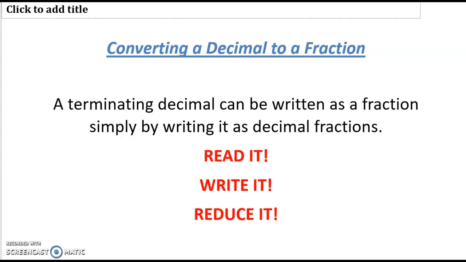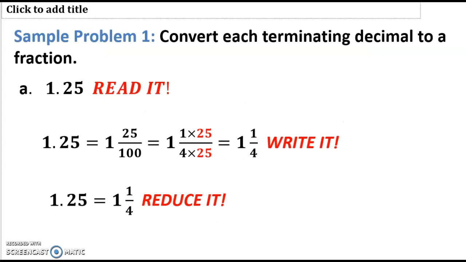This would be review that you've done in previous math classes. Remember that a terminating decimal is a decimal that stops, that ends, that terminates. When I am trying to take a terminating decimal and write it as a fraction, I have three steps. I read it, I write it, and I reduce it. Now let's review a problem to see if you can remember doing this.